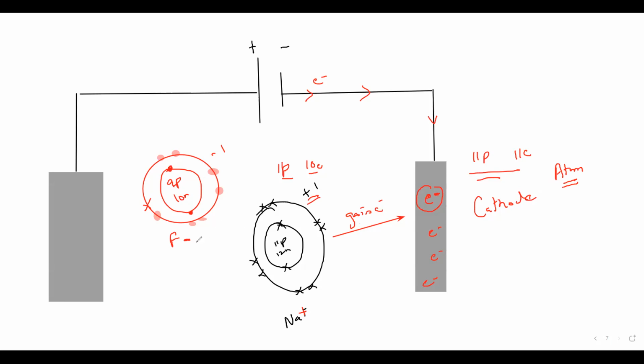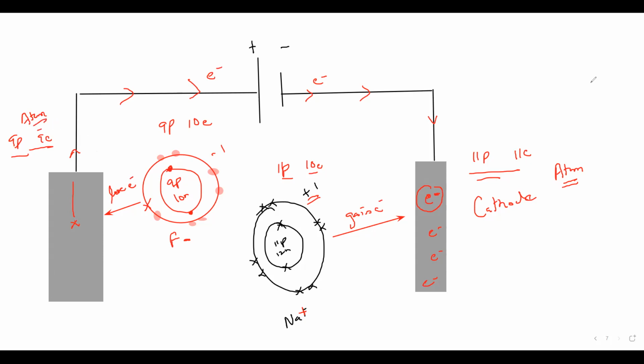Same thing happened for fluoride, because fluorine is having extra electron. You can see it is having 9 protons and it is having 10 electrons. That's why it is a charge. But when this fluoride ion is attracted towards the anode, it will lose electron. As it loses electron, one of the electron is lost, and this electron will move towards the positive terminal of the battery. So when it loses electron, now the fluorine will have 9 protons and 9 electron. So it means it will also turn into atom.